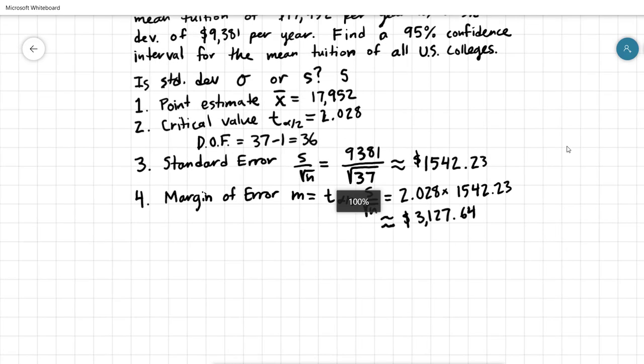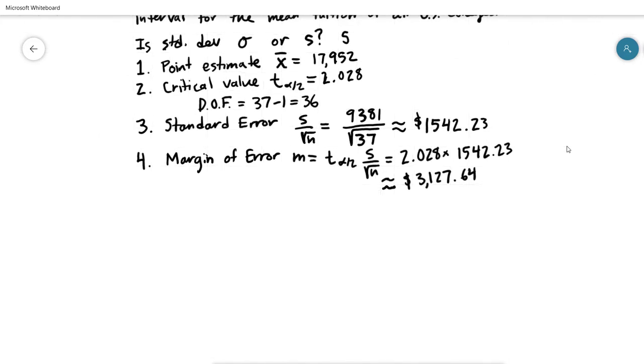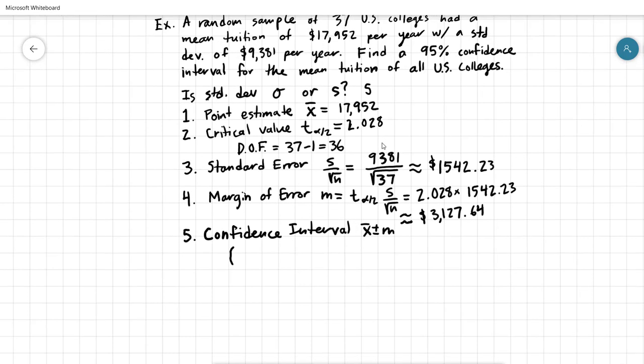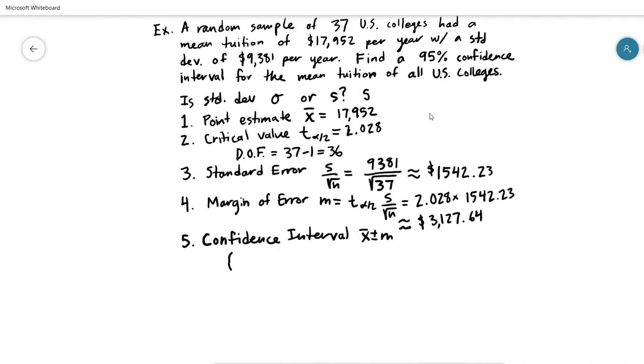The last step is to put all these pieces together, and that's what we'll do here to compute the actual confidence interval. I just need to add this number that we just computed, this 3,127, to our point estimate, which is x bar. So x bar plus or minus this margin of error m that we just found. So for us, our confidence interval is two numbers. The first number is going to be our point estimate, which is 17,952.